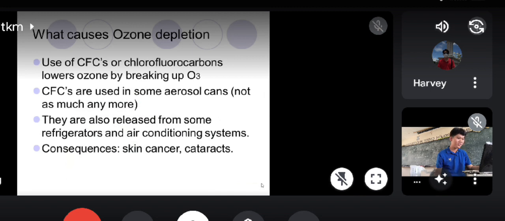What causes ozone depletion? Use of CFCs, or chlorofluorocarbons, lowers ozone by breaking up O3. CFCs are used in some aerosol cans, not as much anymore. They are also released from some refrigerators and air conditioning systems. Consequences are skin cancer and cataracts.